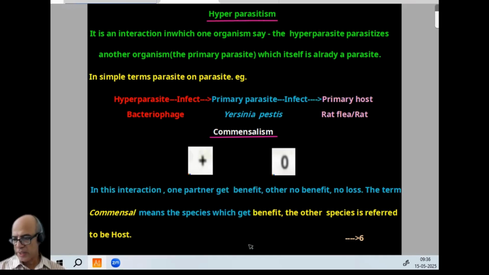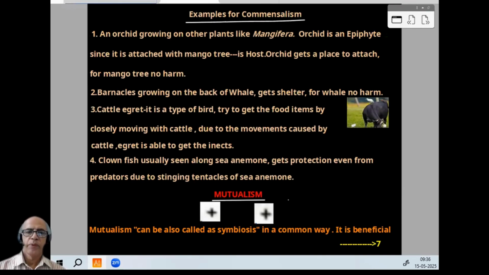The term commensal, just like last episode we discussed the term amensal. Commensal means the species which got the benefit. The other species is referred to as the host. I think the idea is clear. Now we can proceed to the next page.